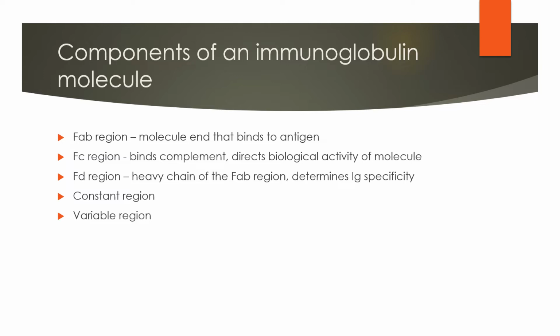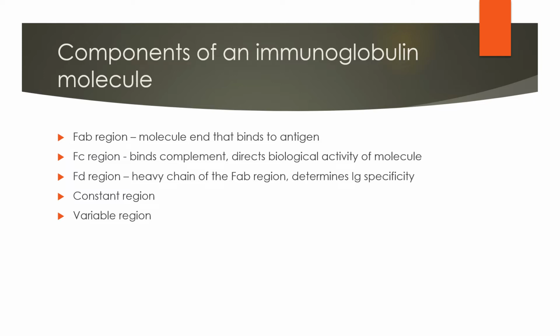Just a little more when it comes to the anatomy of an antibody. We've got the Fab region, which stands for fragment antigen binding. It's the molecule end that binds to an antigen and recognizes specific foreign objects. We have the Fc region, which is the fragment crystallizable region. This part will actually crystallize when purified, and this segment contains only heavy chains. This portion binds serum complement, contains properties that dictate if the molecule can cross the placenta, and it directs the biological activity of the immunoglobulin.